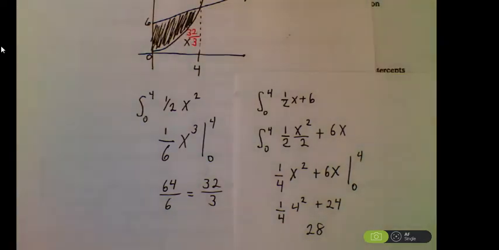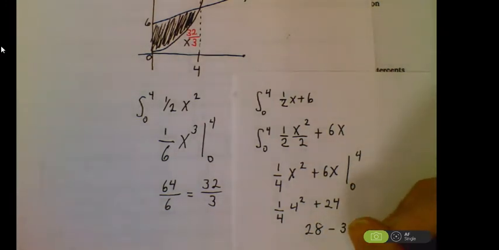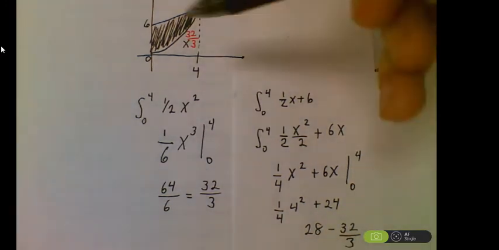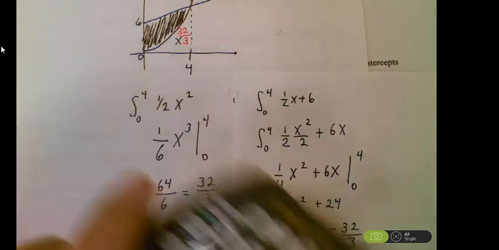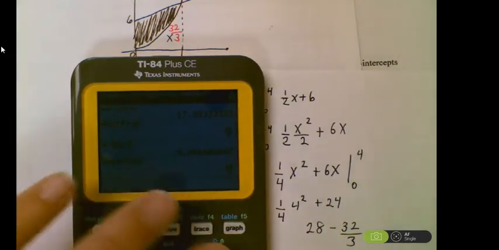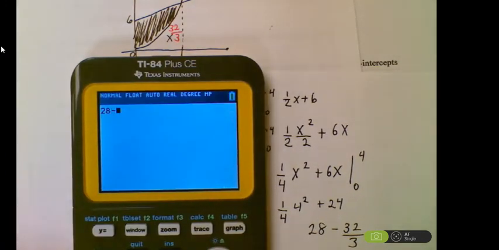So if I now subtract out the 32 over 3, we're going to get just the shaded part, which is what they're asking for. So if I just punch in 28 minus 32 thirds, and then turn that into a fraction, that would be the area of just the shaded part.